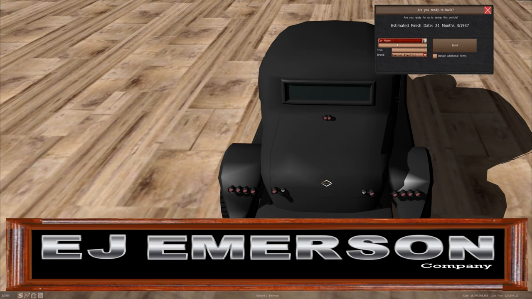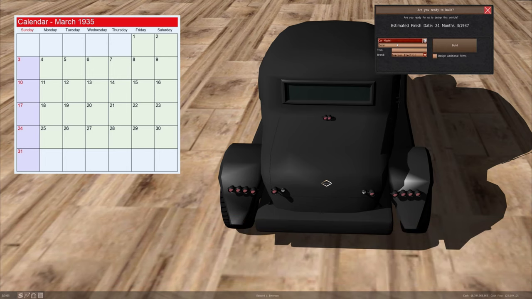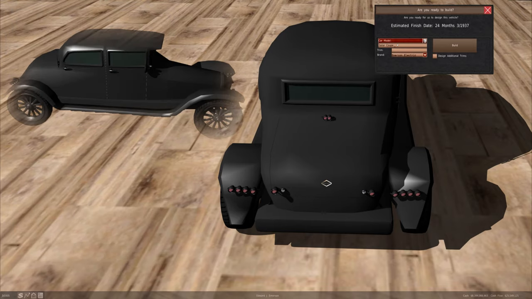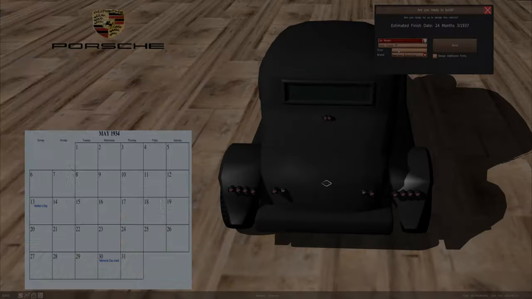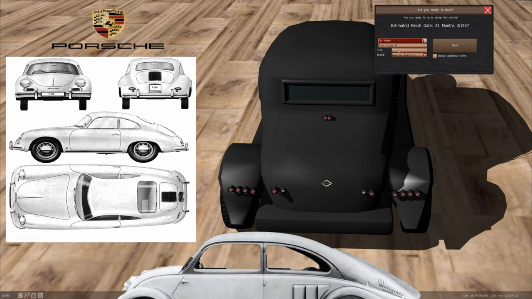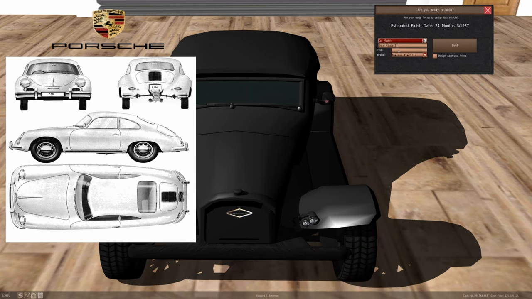Edward J. Emerson, and it is March of 1935. So we are getting our production ready for our 1937 models. We already did our compact sedan, which was done last year in May. Normally we do it in May, but with the purchase of Porsche, we ended up having a little bit of a delay. We wanted to see how the prototype performed, and with the new transmission that we developed for it, it performed very well.